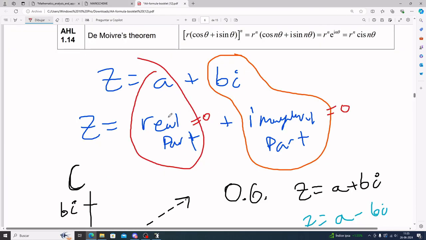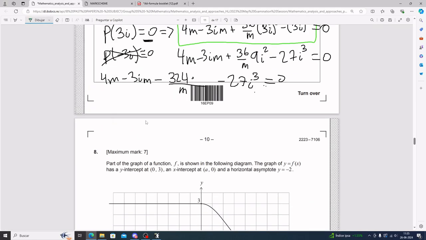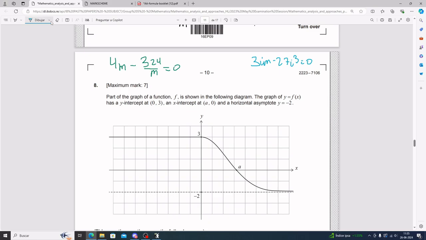Now, as I said, the real part has to equal 0, the imaginary part has to equal 0. So the real part is going to be 4m minus 324 divided by m. This has to equal 0. And on the other hand, the imaginary part has to be 3im minus 27I cubed, which has to equal 0. Now that I have the real part and the imaginary part next to each other, I'll solve the real part, which is a lot more straightforward because I only have m's going around. On the other hand, I still have i's going around, which are annoying, right? So for solving the real part, you gotta get m alone.